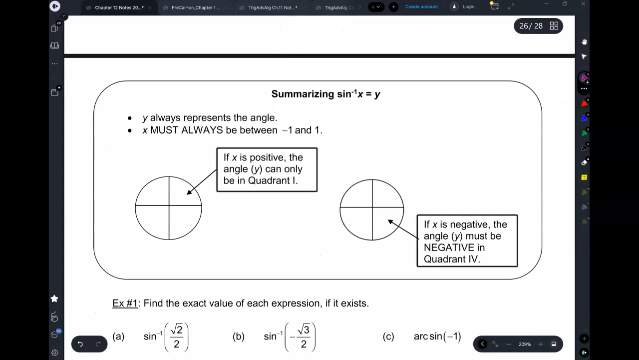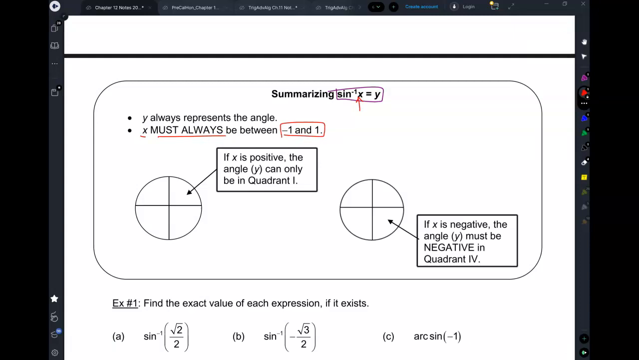So let's summarize inverse sine. When you have something in this form, y always represents the angle, okay? So this answer always represents the angle. X, which is this, must always be between negative 1 and 1. So for example, if I have inverse sine of 4, doesn't work, okay? Now, if x is positive, the angle is in this quadrant.